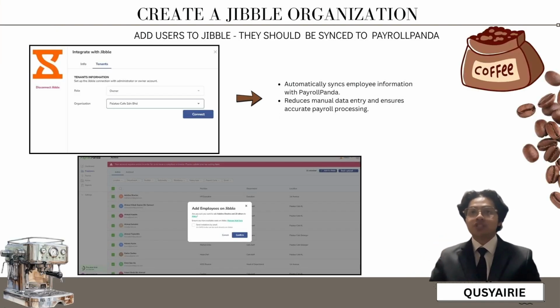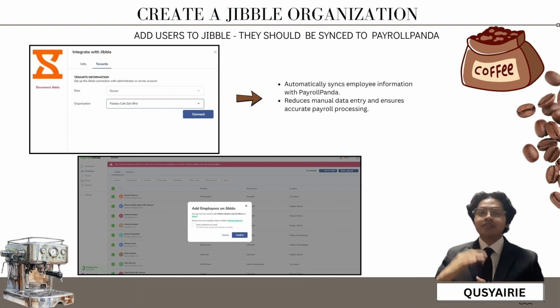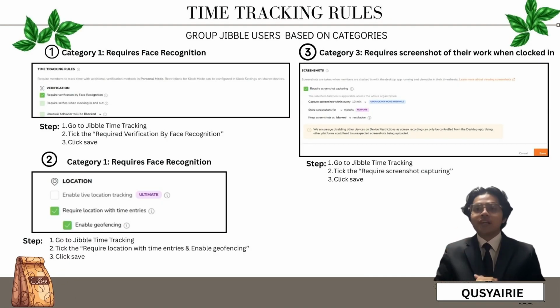Now is adding users to Gmail. Gmail automatically syncs employee information with Payrollpanda. This reduces manual data entry and ensures accurate payroll processing. The first step is to go to Payrollpanda, click integration and click on Gmail. Now from Payrollpanda, go to employee and click plus add to Gmail. Lastly, click confirm.